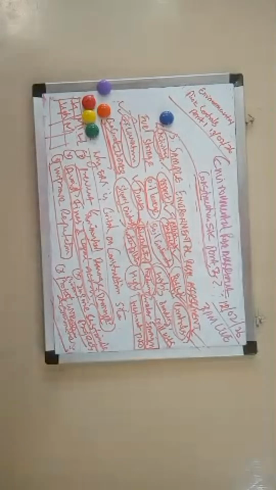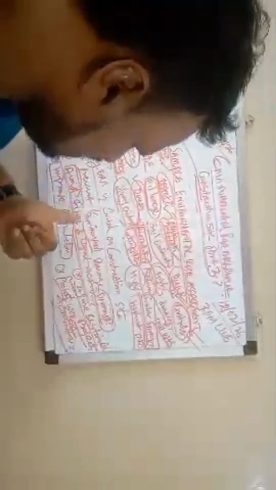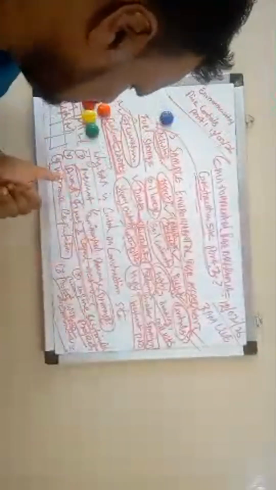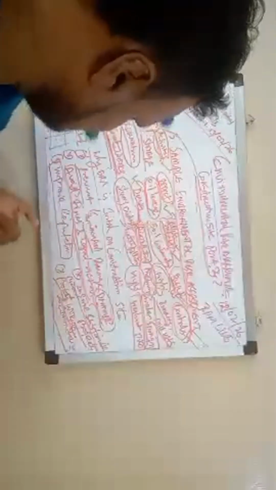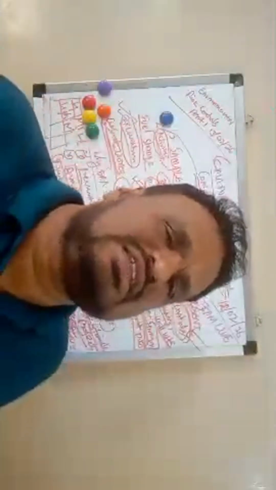So the environmental risk assessment is critical on construction sites. It prevents environmental damage, avoids fines and legal actions, improves reputation, ensures sustainable projects, and protects workers and communities. So these are the major benefits of the environmental risk assessments. That's why environmental risk assessment is very critical for construction sites.